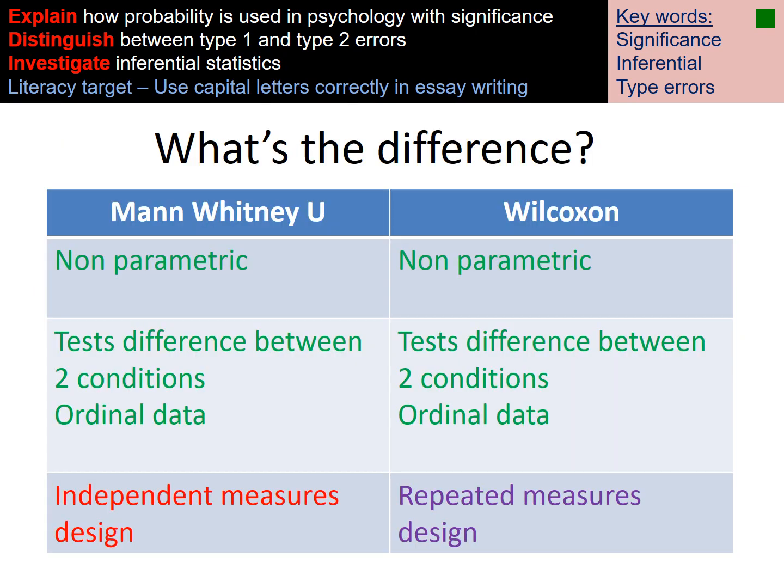Now, we said that the confusing thing is that actually in these situations, both Mann-Whitney U and Wilcoxon use ordinal data. You need to know that the difference between them is that a Mann-Whitney U is an independent measures and a Wilcoxon is a repeated measures.